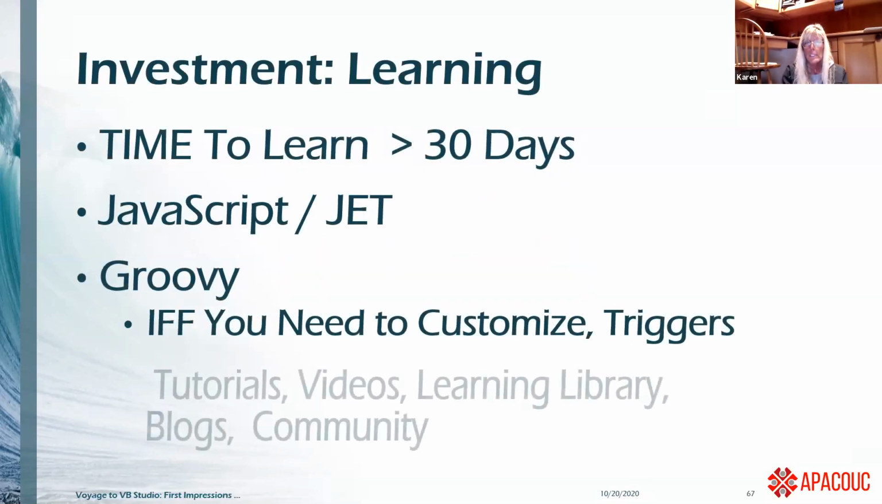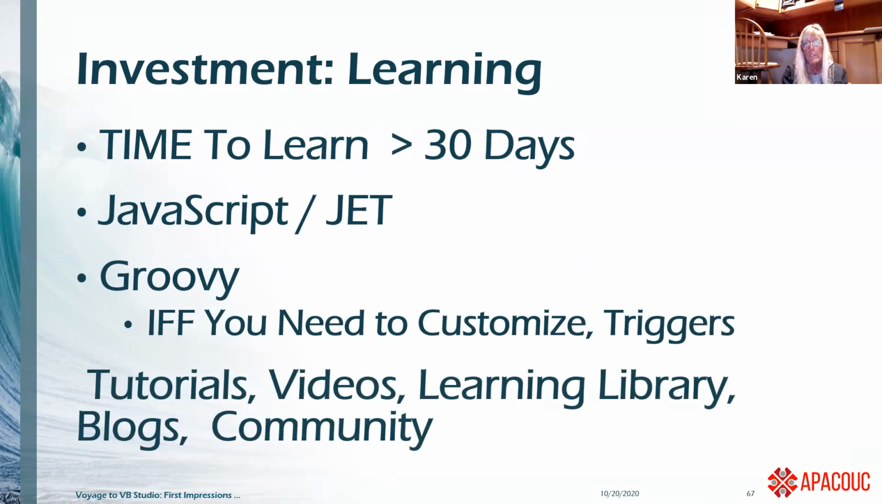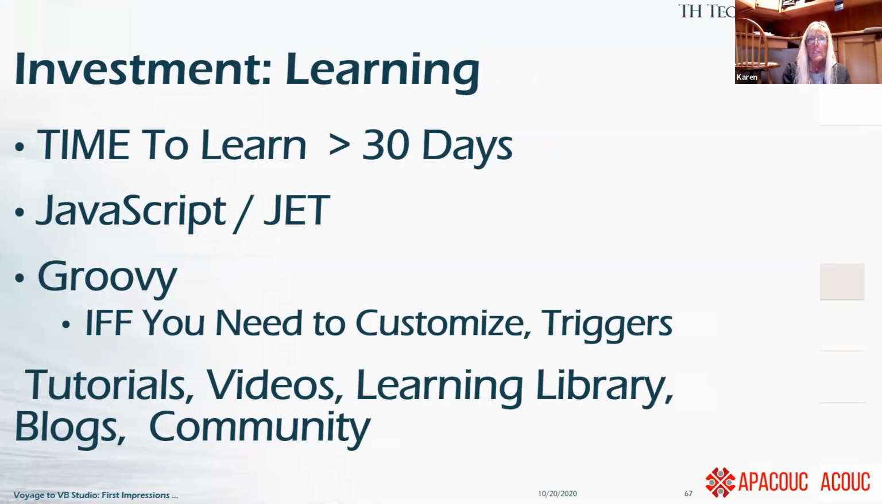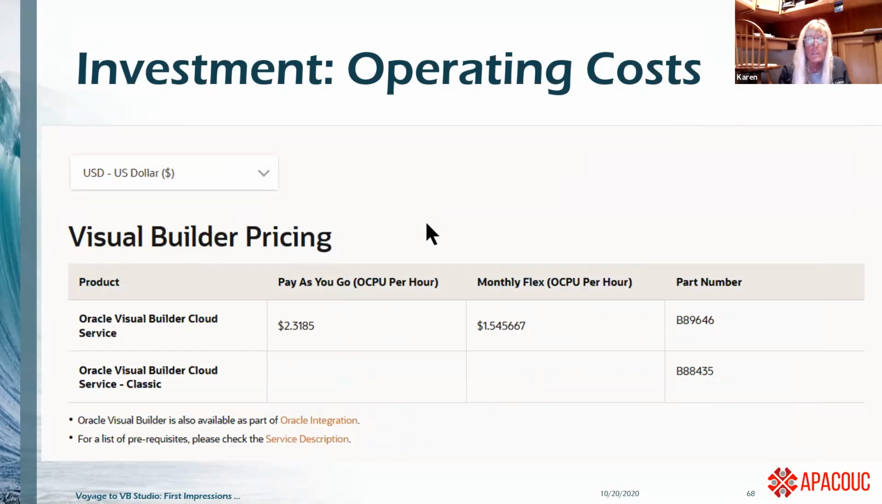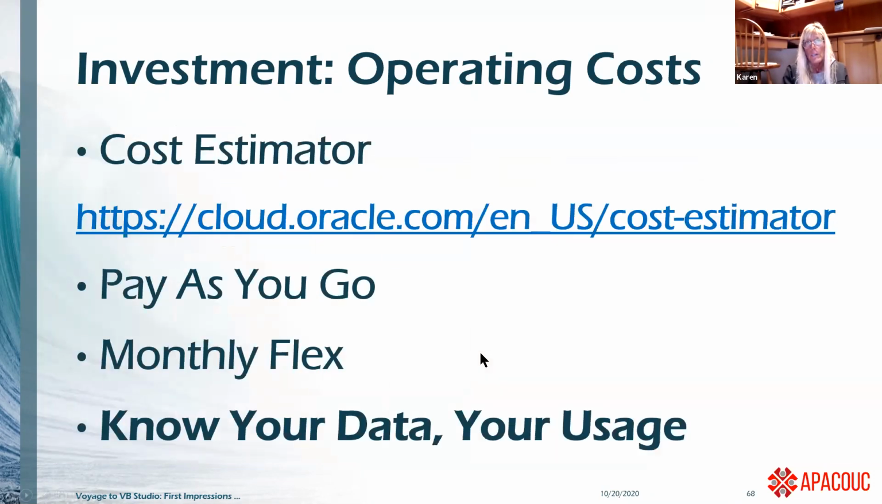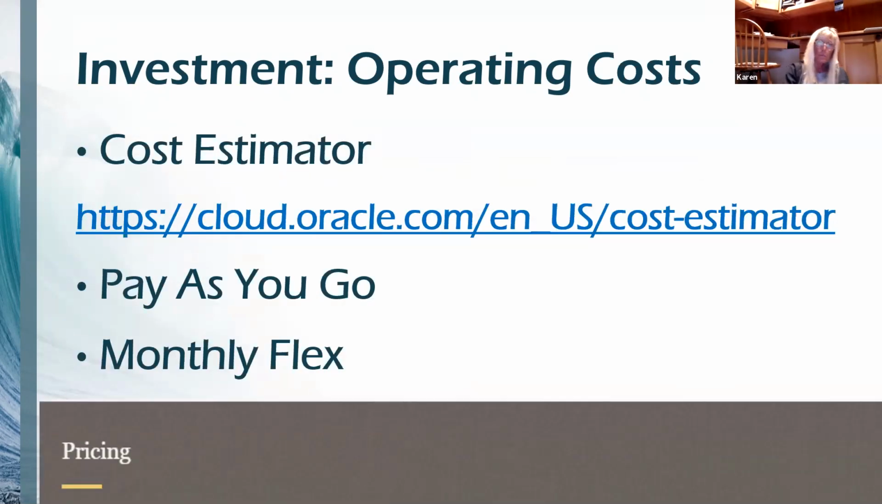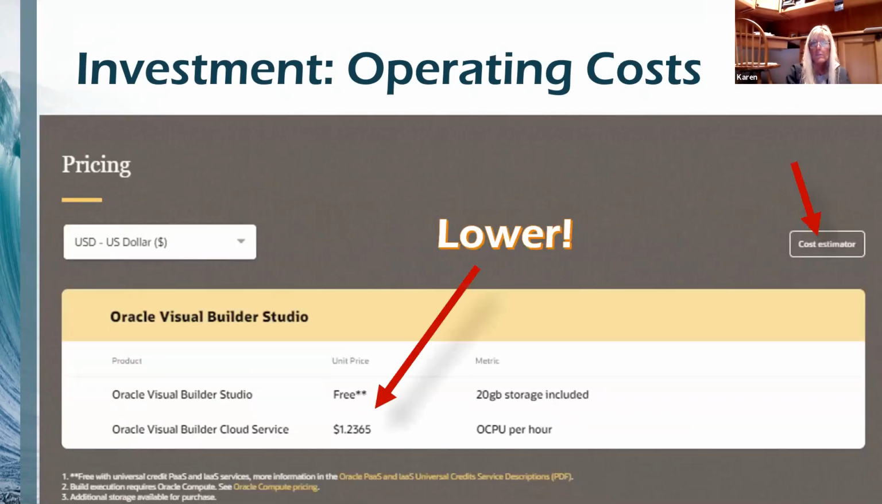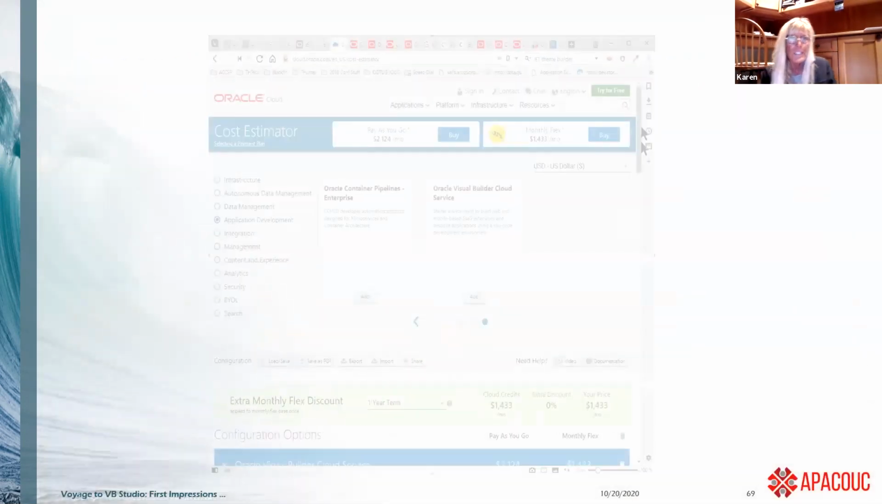I mentioned the time investment. If you need some, plan accordingly. Cost: it used to be, this is really cool, 2.3185 or 1.54 if you go monthly flex. And there's a cost estimator that will actually plan out with the database and everything. This is really cool: 1.2365 for the Visual Builder Cloud service as of this latest release. That's less than half, folks. Pretty well, almost less than half. Saved me a lot of money.